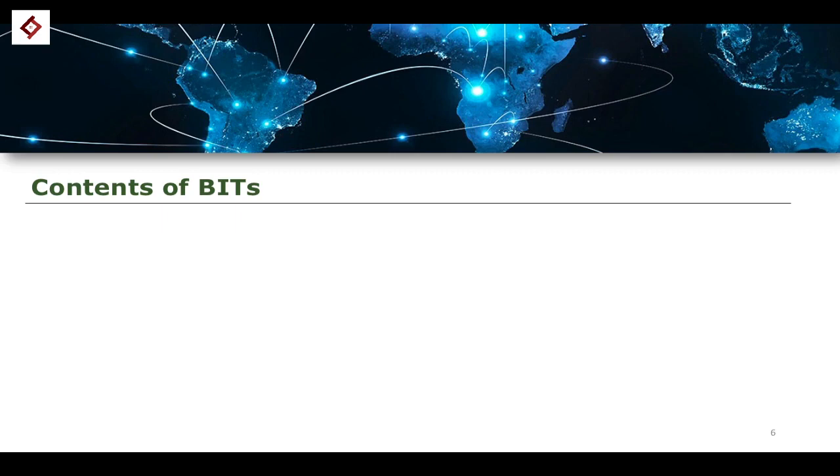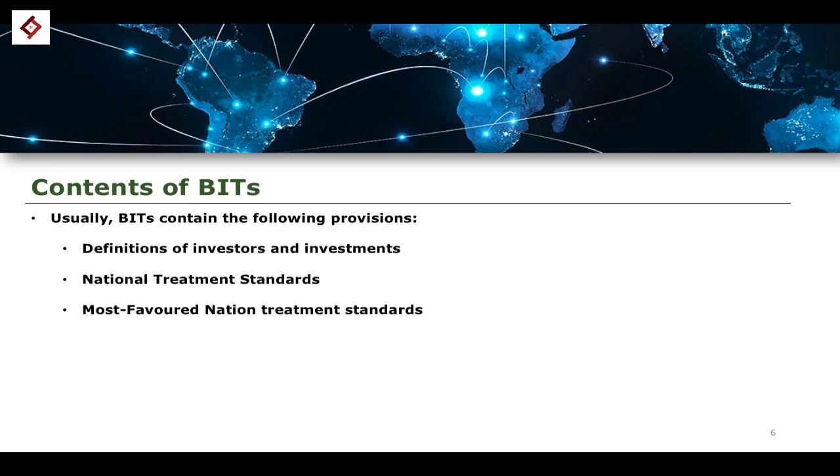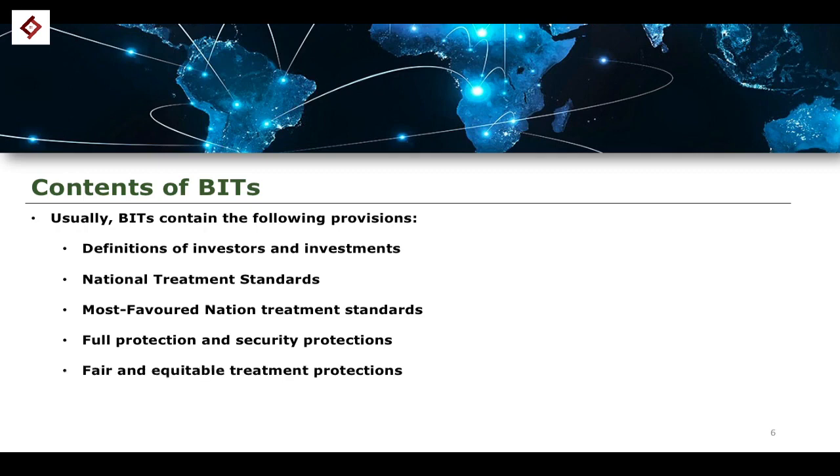So given the fact that we have a standardization of a lot of these bilateral investment treaties, what are the contents that we will often see in a BIT? What if I was to pick out any bilateral investment treaty, what things would I expect to see? Well, we will usually see definitions at the beginning of all bilateral investment treaties. So the definition of an investor, the definition of an investment. This is really essentially the scope of protection, the material and personal scope of protection. We will then start to see the actual protections themselves. So we will see firstly national treatment standards, most favored nation treatment standards, full protection and security protections.